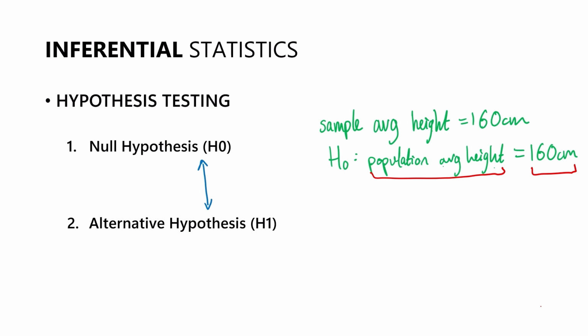So our null hypothesis would say that the population average height is equal to 160 centimeters, which is actually our sample statistic. And the alternative hypothesis, H1, would say that nope, the population average height is not equal to 160 centimeters. So you see how it's always the opposite of the null hypothesis. So it's actually quite straightforward to draft out the null hypothesis and the alternative hypothesis, especially if you already know what the null hypothesis is.